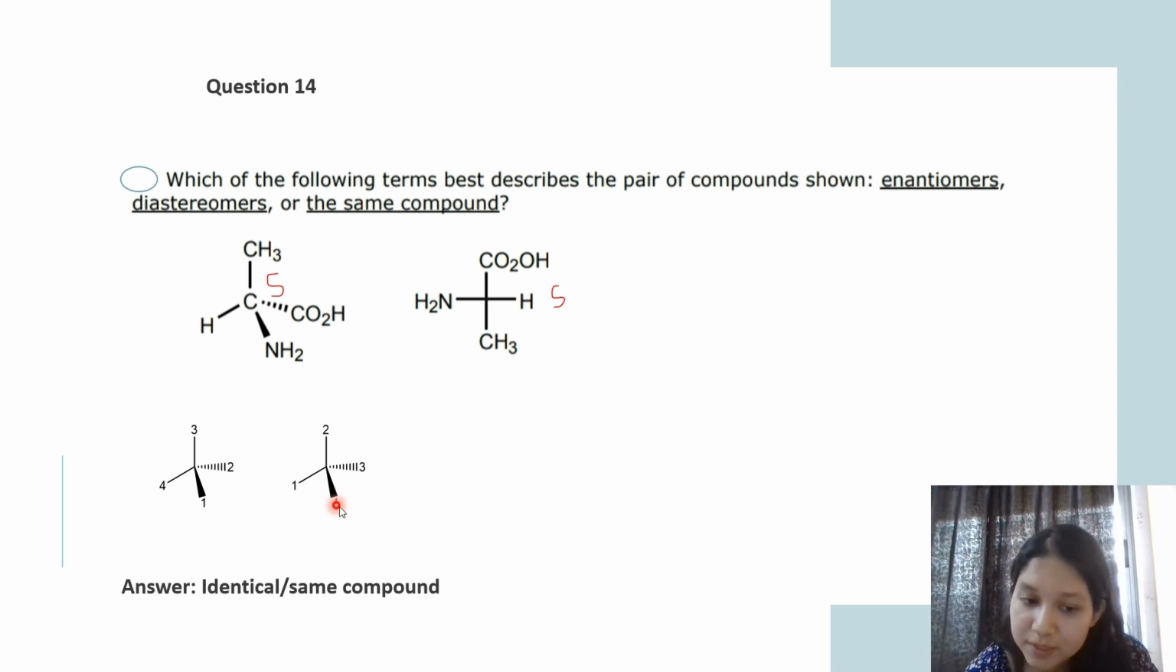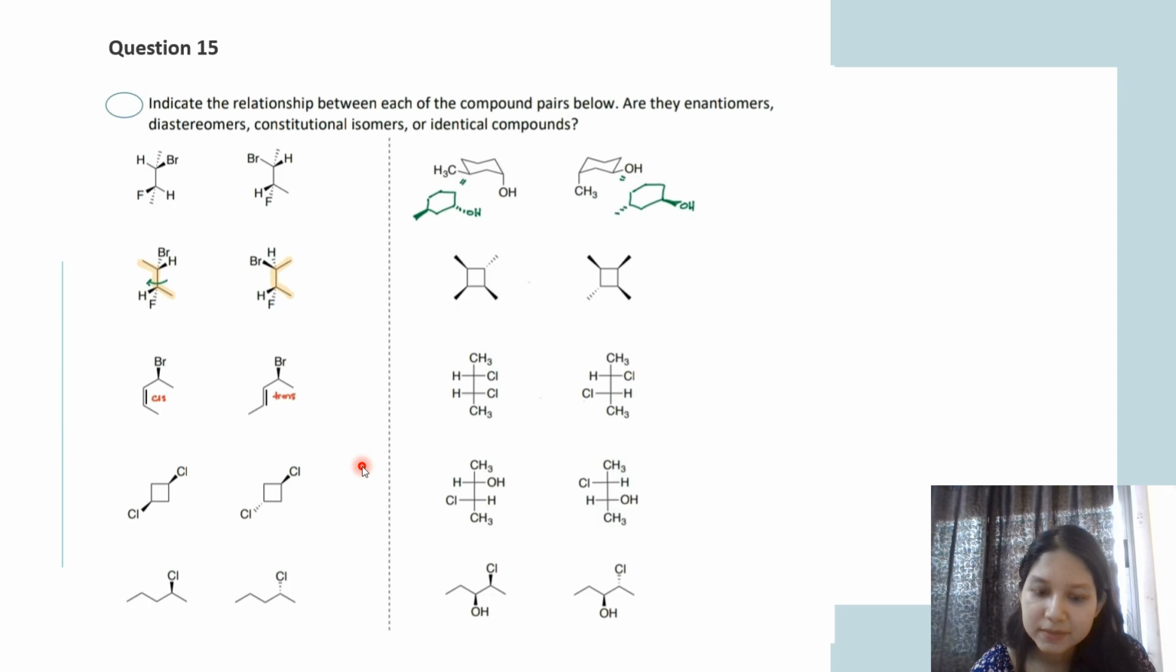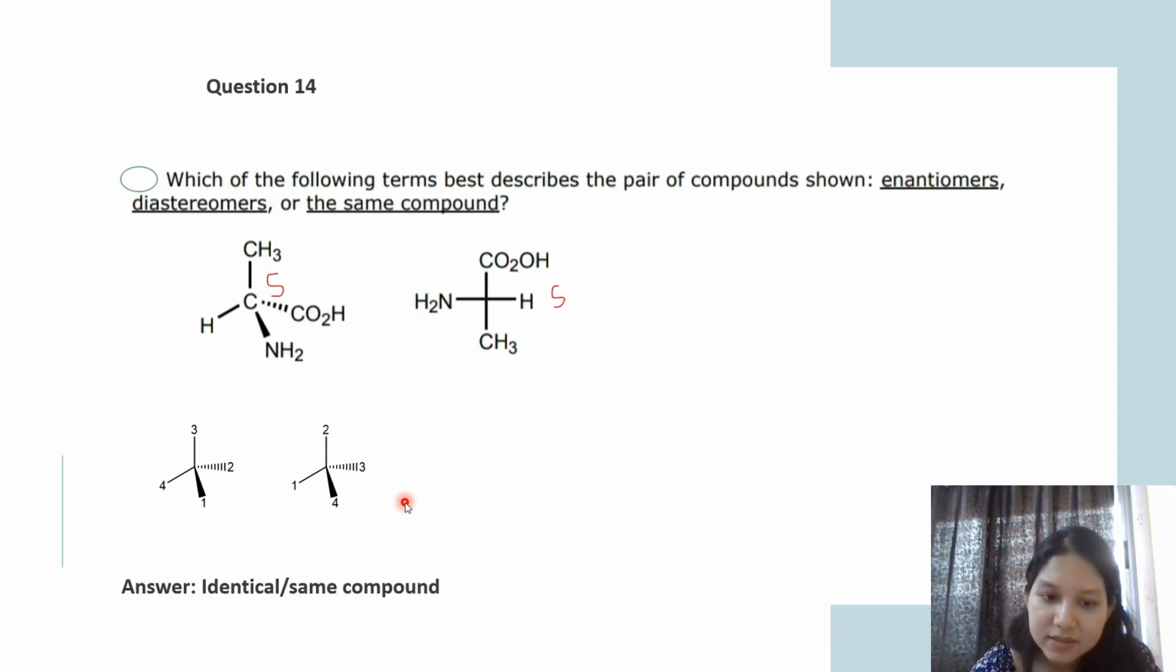If the fourth substituent were below the plane, we could simply say that clockwise will be R, anti-clockwise will be S. But since the fourth priority substituent is above the plane, this time you have to reverse the rule. So 1, 2, 3, although you are getting R, you have to end up saying it as S. So this compound will have S configuration.